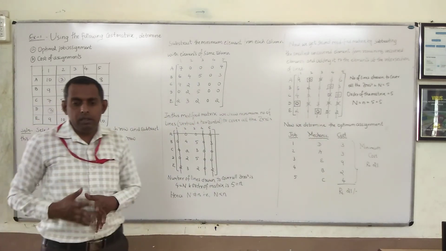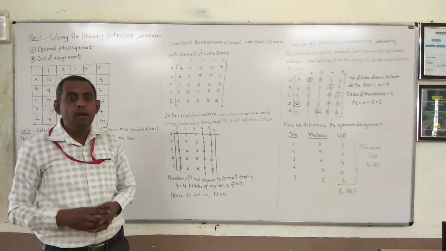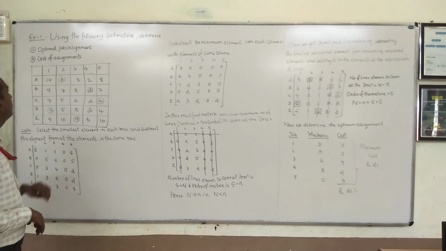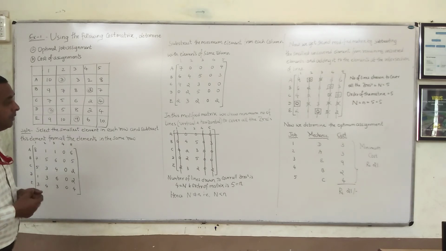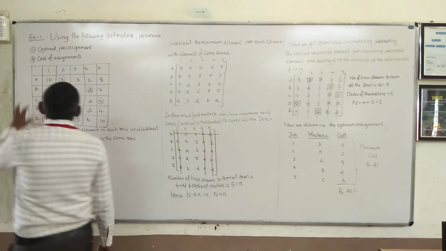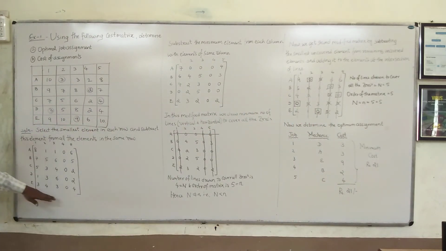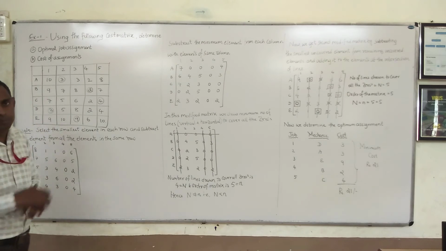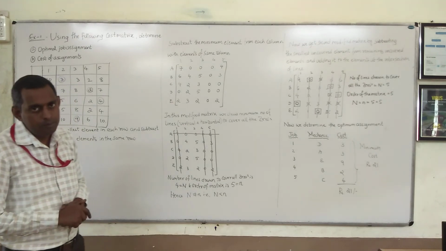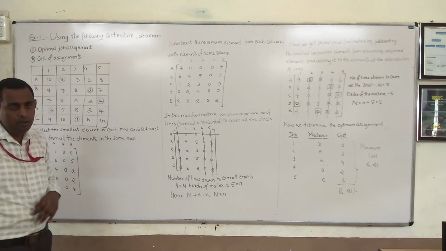So let me repeat the same problem once again for more clarity. Fine. So this is the given problem. This is called the cost matrix, and we have to determine the optimal job assignments and the cost of assignment. This is the optimal job assignment, and it is called cost. Fine. So the given cost matrix is written in this format. So we have to select the smallest element in each row and subtract that smallest element from that particular row. Do this for all the rows in the cost matrix.